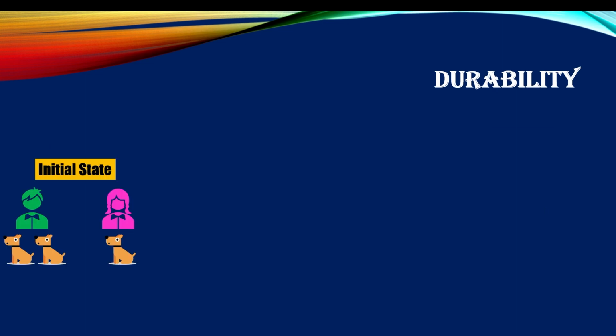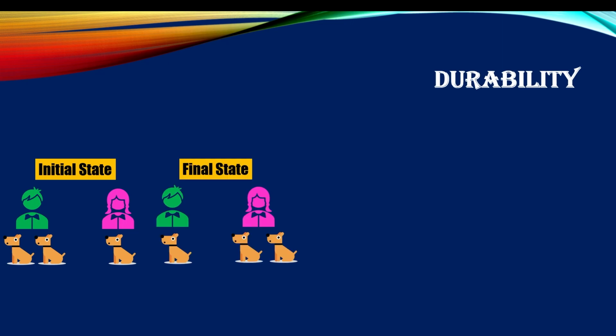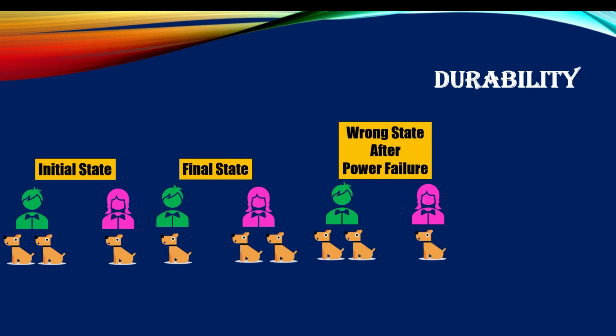Now the fourth one is durability. So here let's assume Tom is having two pets, Cherry is having one pet, and then Tom decides to give one of the pets to Cherry, so that in the final state Tom is having one pet and Cherry is having two pets. Now this is fine and the transaction has occurred successfully. Now once the transaction has occurred successfully, let's assume there is a power failure.